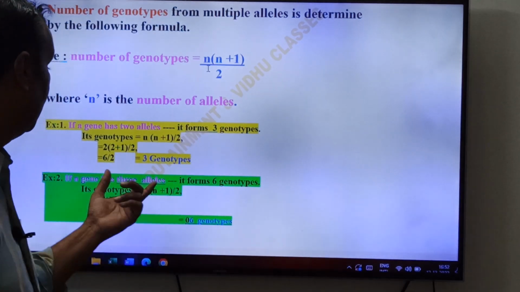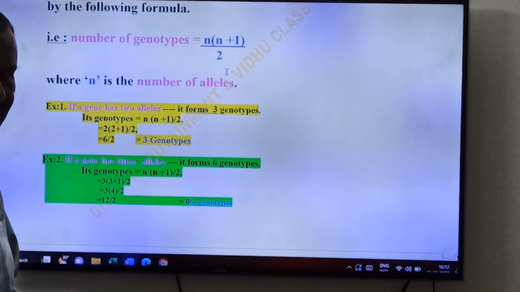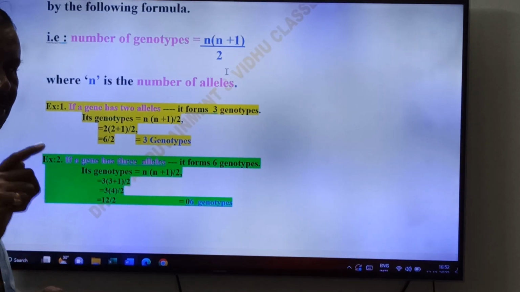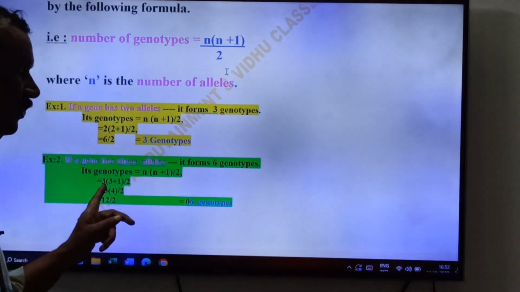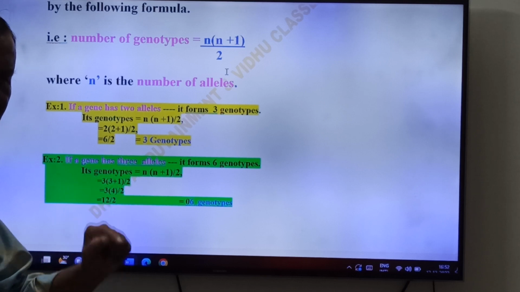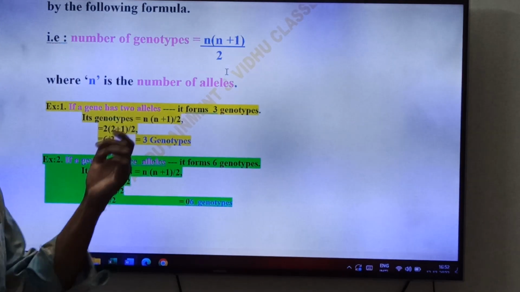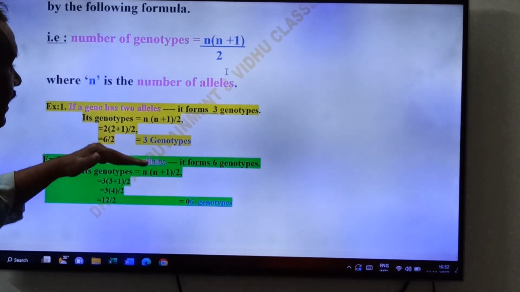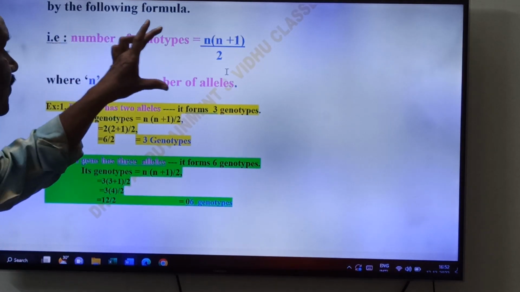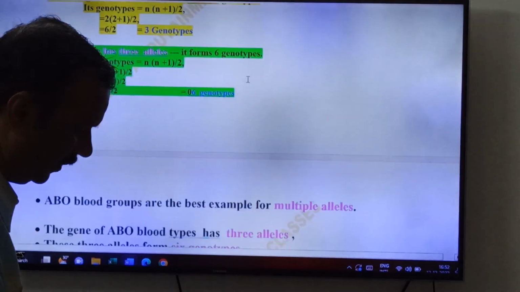Okay friends. Now come to the second example friends. If a gene has three alleles, it forms 6 genotypes. See friends, n(n+1)/2. N means what friends? 3 alleles. 3 plus 1 is 4, 4 into 3 is 12, 12 by 2 is 6. So it forms 6 genotypes. Friends, this is not needed to write in the IP. This is for MSET and NEET. But you have to remember this formula: n(n+1)/2.